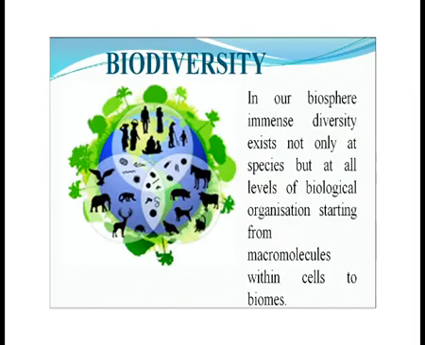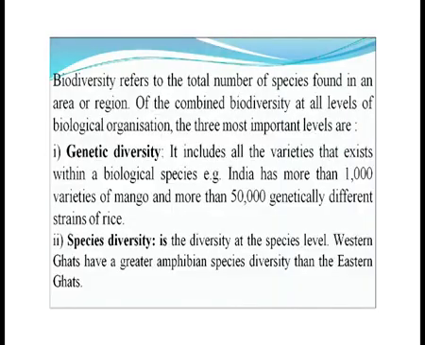Our next topic is biodiversity. In our biosphere, immense diversity exists not only at the species level but at all levels of biological organization, starting from macromolecules within the cells to biomes. Biodiversity refers to the total number of species found in any particular area or region. Of the combined biodiversity at all levels of biological organization, the three most important levels are genetic, species and ecological levels. Let us look at them.